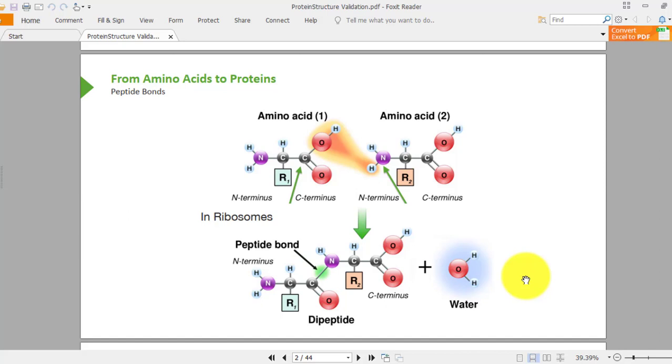This is tutorial number 11 of BTC509, and this is the final tutorial before the meet. This tutorial is all about protein structure validation, and to understand the validation tools you need to understand a bit of theory.